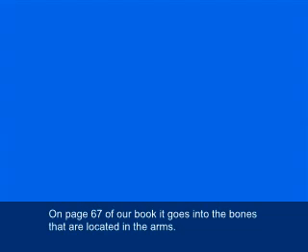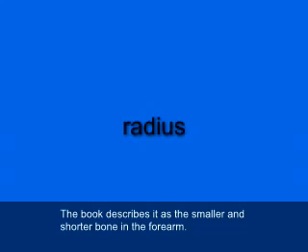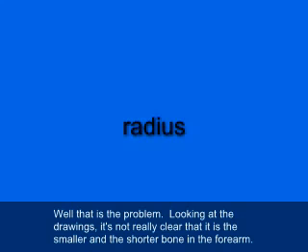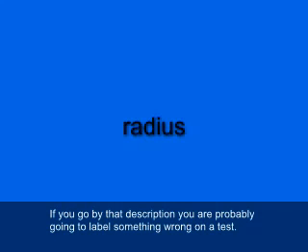On page 67 of our book, it goes into the bones that are located in the arms. And it points out there are two bones that make up the forearm, basically, and that is the radius, radius, and the book describes it as the smaller and shorter bone in the forearm. Well, that's the problem. Looking at the drawings, it's not really clear that it's the smaller and shorter bone in the forearm. If you go by that description, you're probably going to label something wrong on a test.